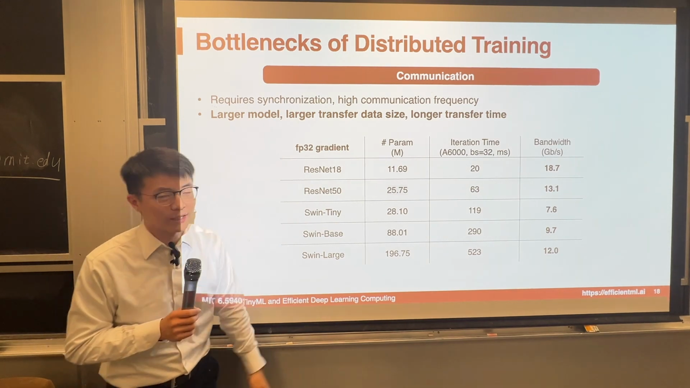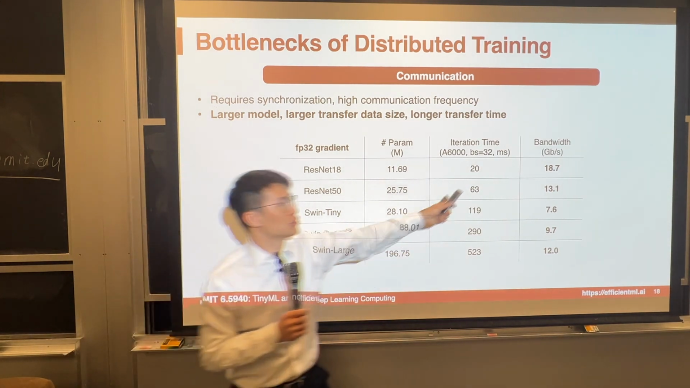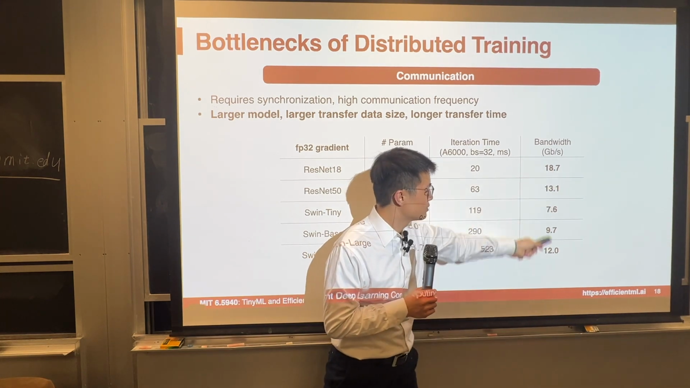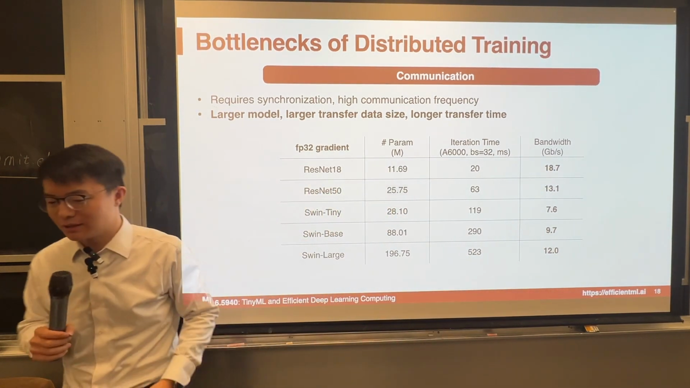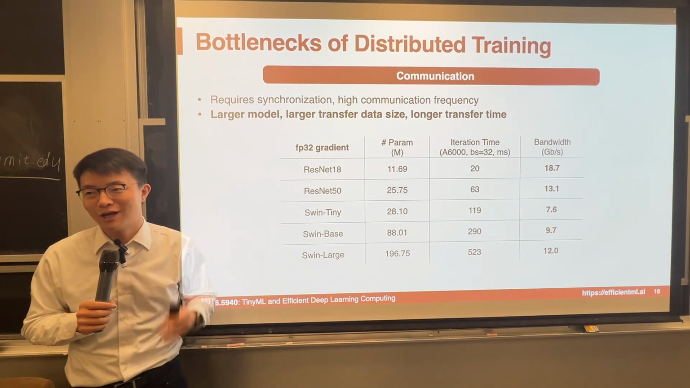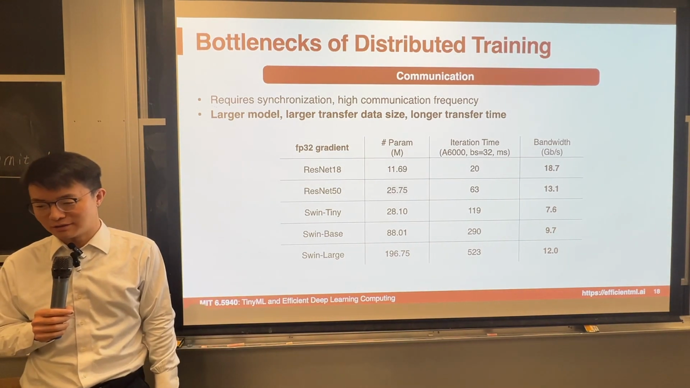And 1 byte is equal to 8 bits. This is gigabits per second. It ranges from roughly 10 to 20 gigabits per second. And this is just the vision model. For large language models, this is getting much larger.